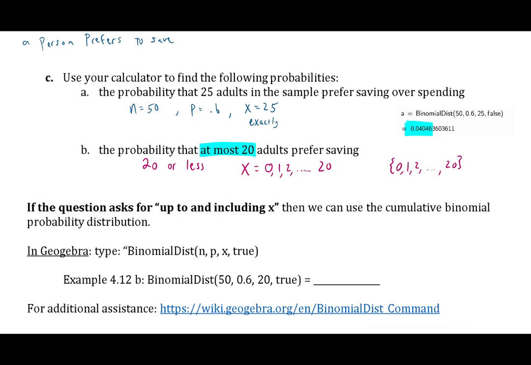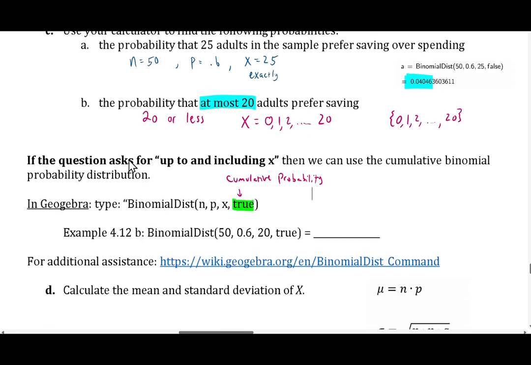But the second way we can do this in GeoGebra is to use the word true. If we use the word true, this means that we want to find the cumulative probability. So again, up to and including the maximum value. If the question asks for up to and including x, as it does, not with specific language, but that's really what it's asking for. At most 20 is like up to and including 20. We can use the cumulative binomial probability distribution. In GeoGebra, we're going to type binomial dist 50, 0.6, 20, true.